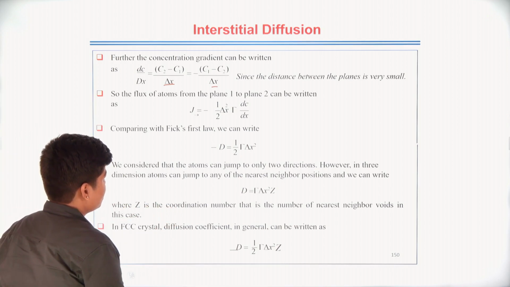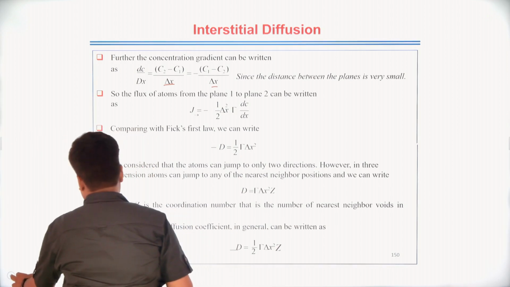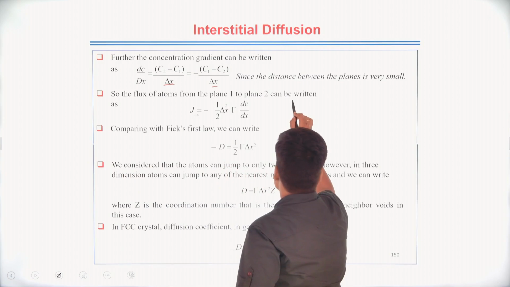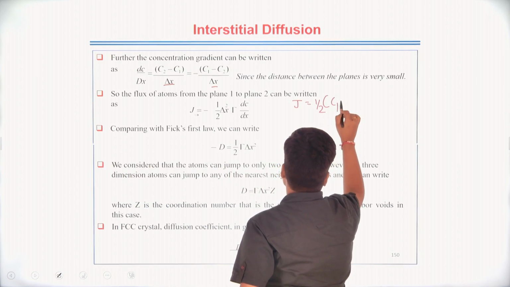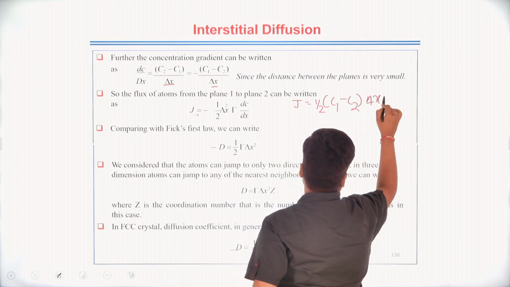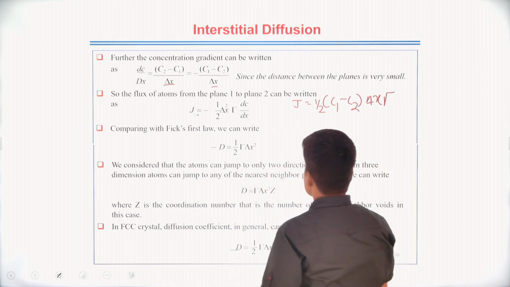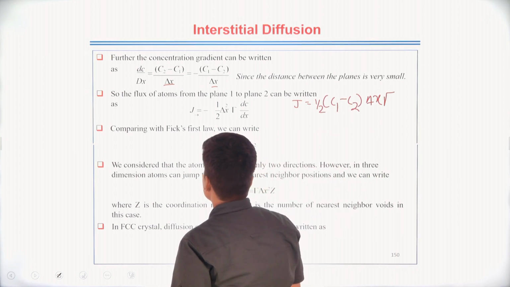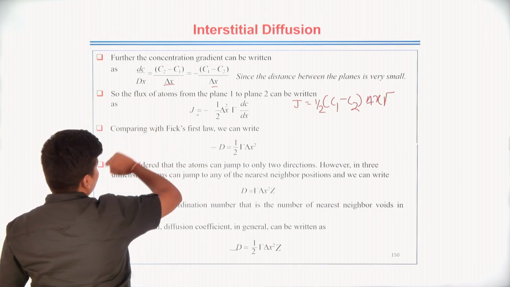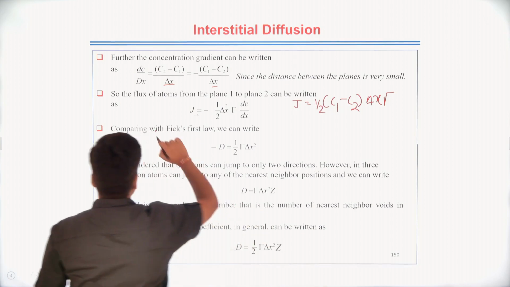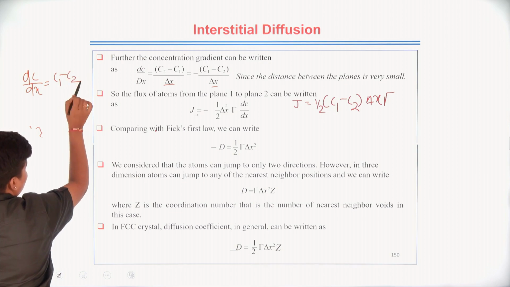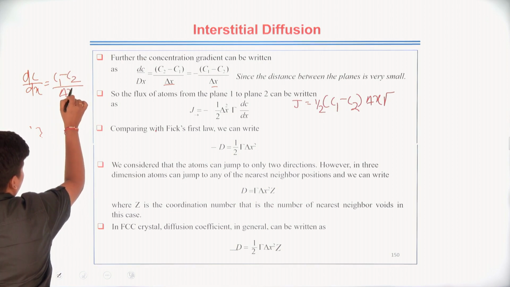So the net flux from plane 1 to plane 2 can be written as, from the previous slide we have discussed, J is half of C1 minus C2 del x sigma. And the concentration gradient, C1 minus C2 by del x, is known as dC by dx. So from here, I am writing the concentration gradient dC by dx as C1 minus C2 by del x.